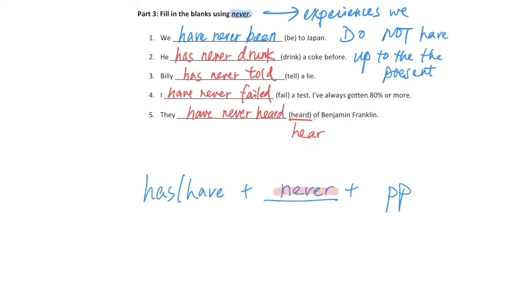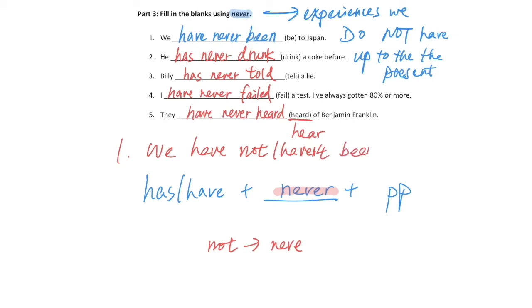So it is an advantage for you to not look up the irregular verb table to check for the past participle of hear. Of course, you can also use not to replace never. For example, example 1, we have not, or you can say we haven't been to Japan. So in this case, the meaning is the same, right? But in some cases, if you switch never to not, meanings can change, but it varies from case to case.